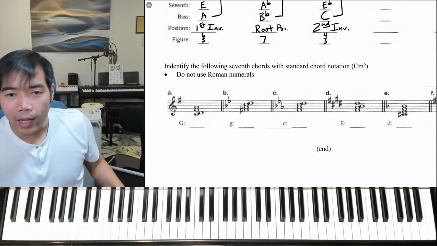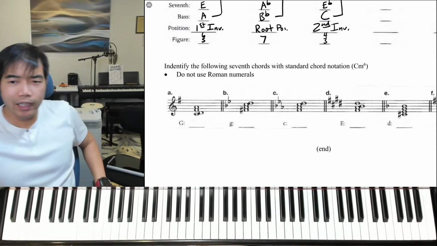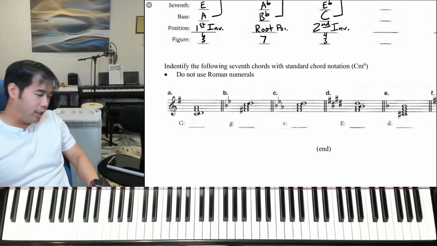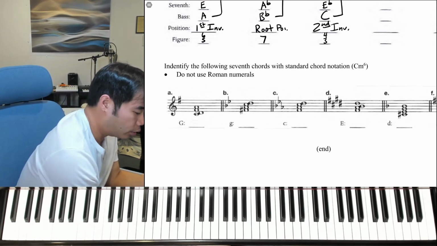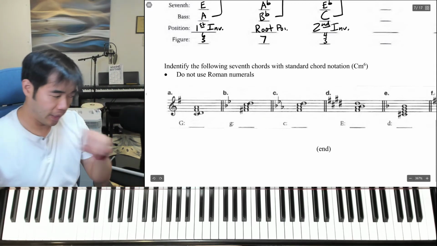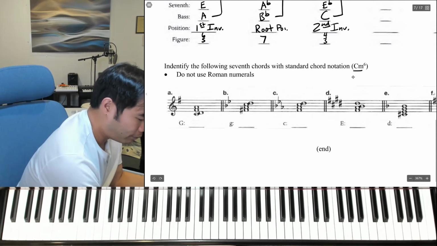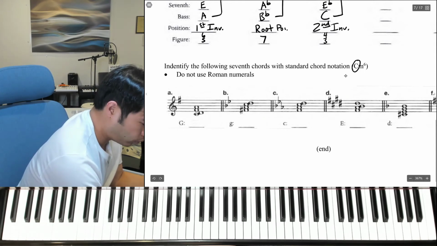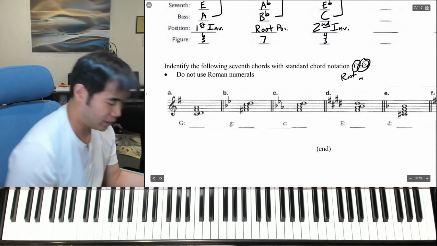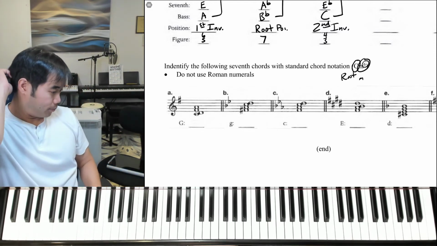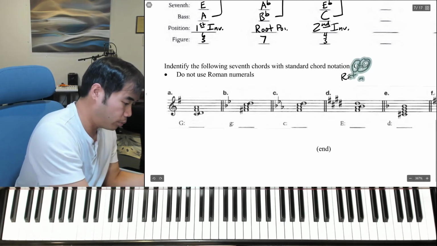Next, identify the following seventh chords with standard chord notation. Do not use Roman numerals. Okay, so we're not going to do it quite like this, right? What they're calling standard notation here is really identifying the root of the chord, which in this example is C, and then the quality of the chord, which is minor, and then the figured bass, which is 6 in this case, which tells us it's actually... we're not going to use this form of notation.